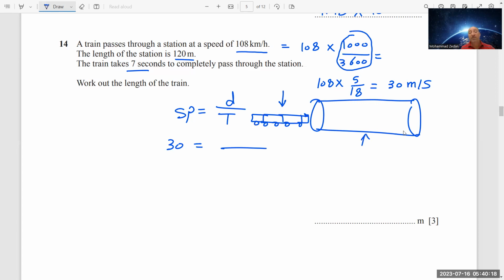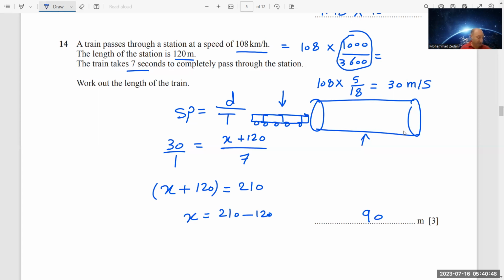The length of the train, for example, is x, and the length of the station, sorry, not tunnel, it's a station, is 120. Over a time taken of 7 seconds. So cross multiplication now: x plus 120, this is the distance covered in meters, is equal to 7 times 30, which is 210. So x, which is the length of the train, is 210 minus 120, which gives you 90 meters. This is the answer.